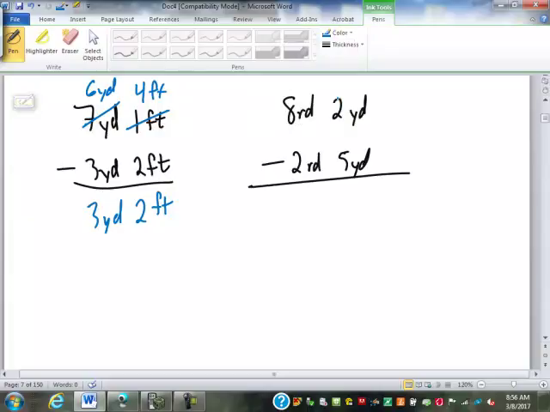Just for fun, we'll borrow. This is 7 rods, but 1 rod is how many yards? 5.5. So we add 5.5 to this to get 7.5. Subtract the 5, 2.5 yards. 7 minus 2, 5 rods.